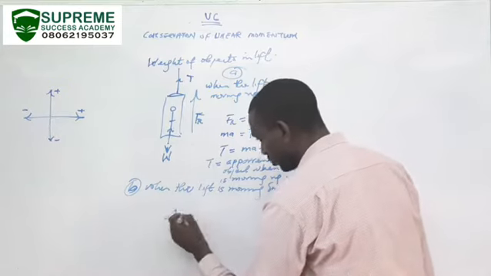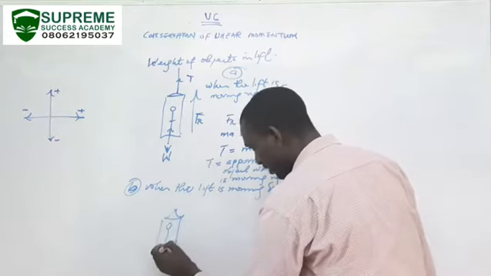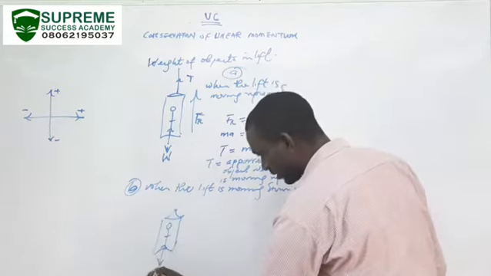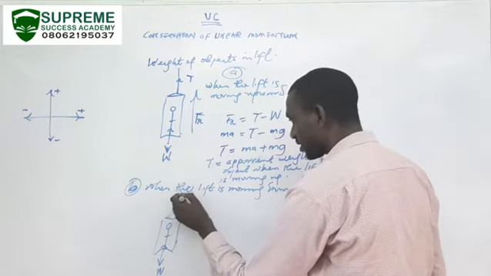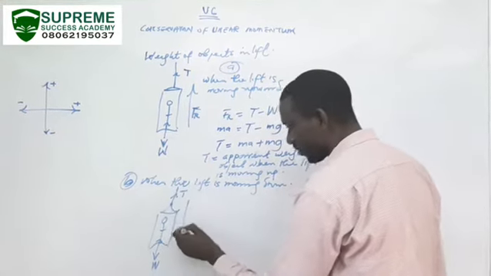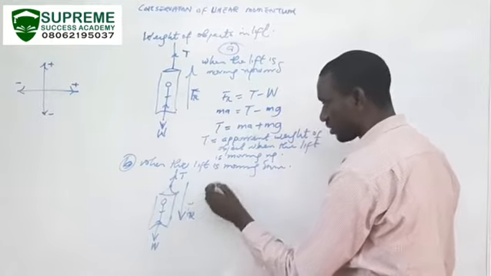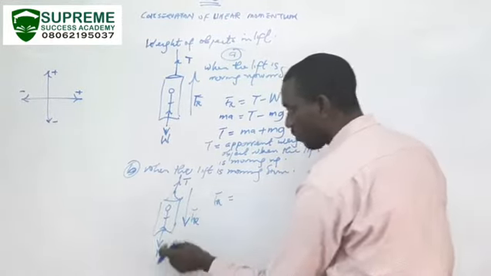Take your lift as usual. This is Mr. Koi inside the lift. This is the weight of Mr. Koi. This is the tension of the lift. The lift is moving down. That's your resultant force. Your Fr will now be W minus T.